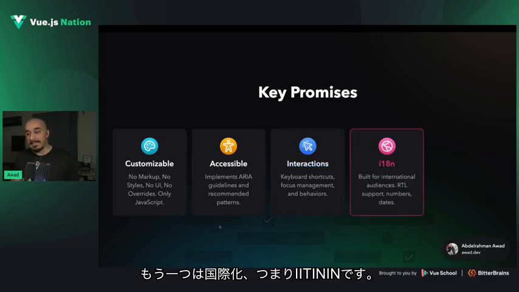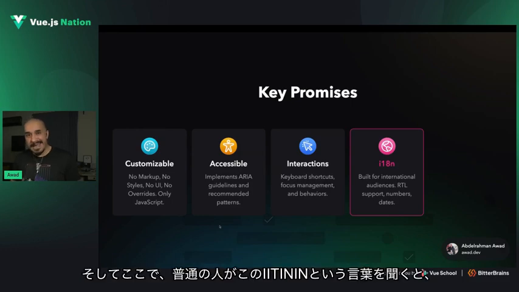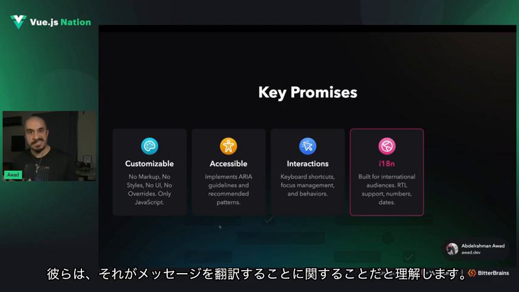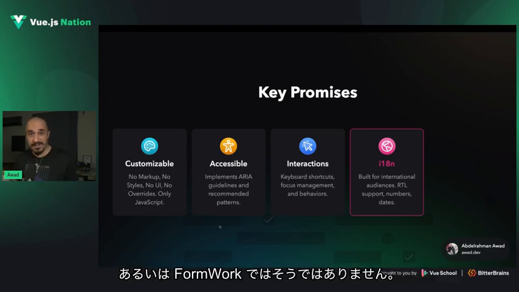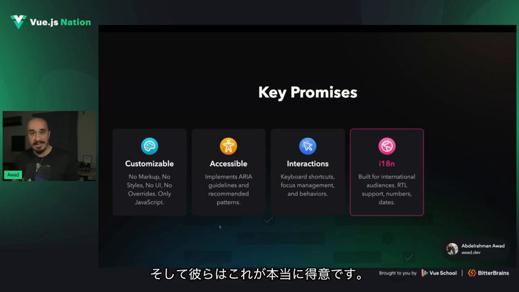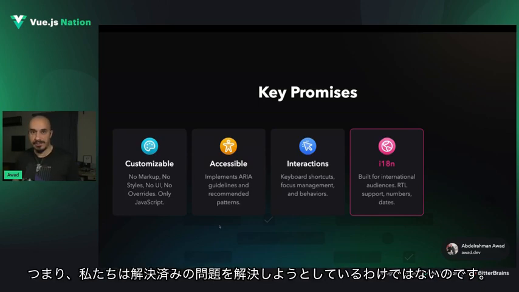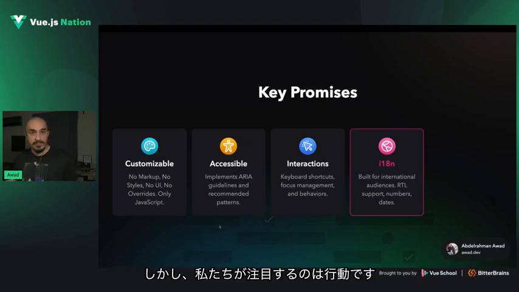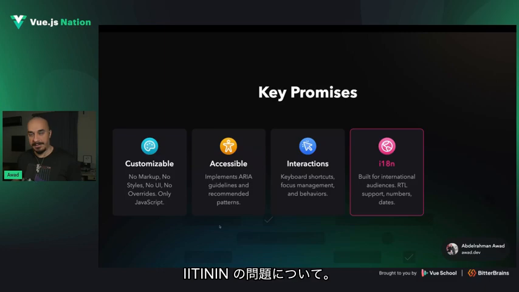Another thing is internationalization, or i18n. And here, when usual people hear this word i18n, they figure it's about translating messages. For Formwork, it isn't. You already have Vue i18n or Next i18n, and they are really good at this. So we aren't trying to solve a solved problem. But what we will focus on are the behaviors around the i18n issues.